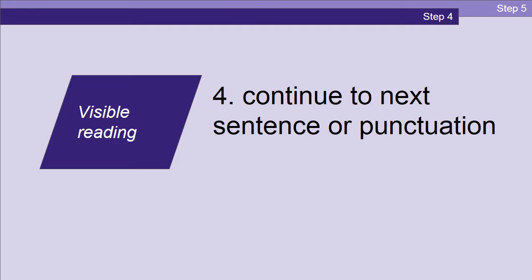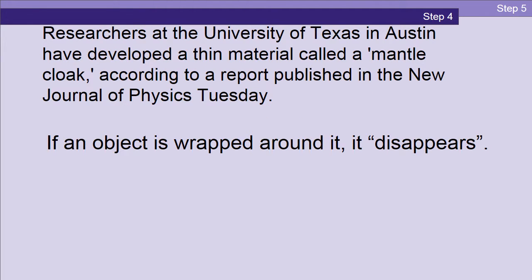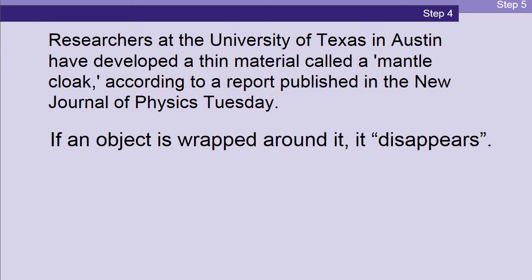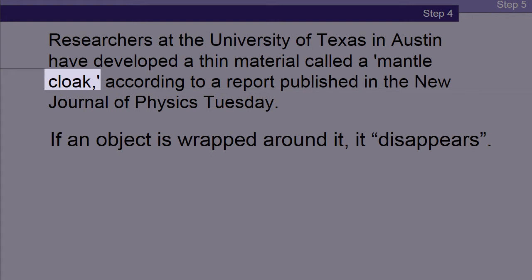The next step in the process is to continue on to the next sentence or punctuation. I actually don't tell them to go to the next full stop. It could possibly mean the next comma, the next quotation mark, because all punctuations tell us that something's going on. Let's continue with our article example. In the next sentence, it's if an object is wrapped around it, it disappears. And I actually ask students to stop at the comma and look for the noun. I teach students that it is a noun, and it is usually in the previous sentence. We have to go back to that sentence we just read, or paragraph we just read, and find what that noun is. So when they do that, they found that it means cloak.